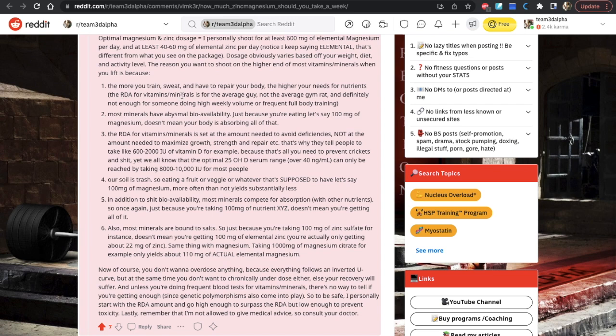Number one, the more you train, sweat, and have to repair your body, the higher your needs for nutrients. That's a fact. The RDA for vitamins and minerals, RDA meaning recommended daily allowance, is for the average guy. People forget that. Not for the average gym rat, and definitely not enough for someone doing high weekly volume or frequent full body training.